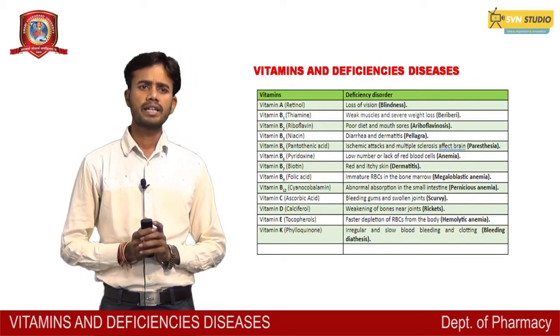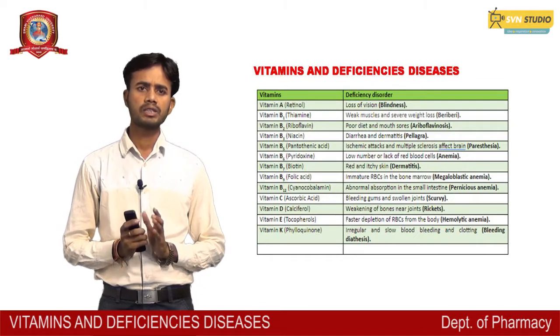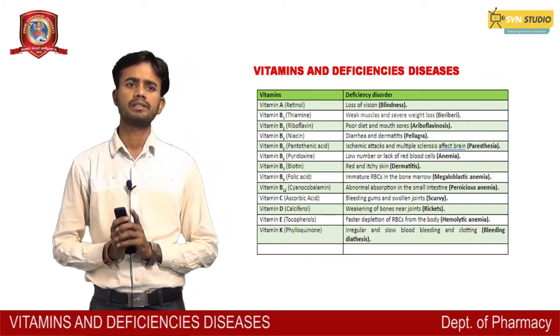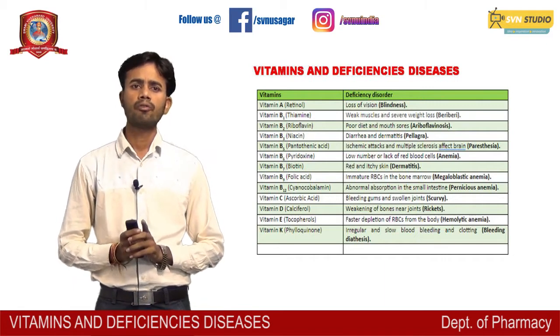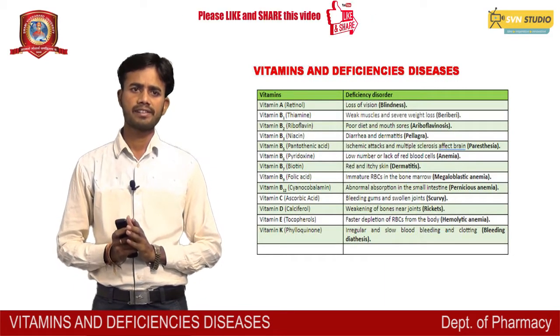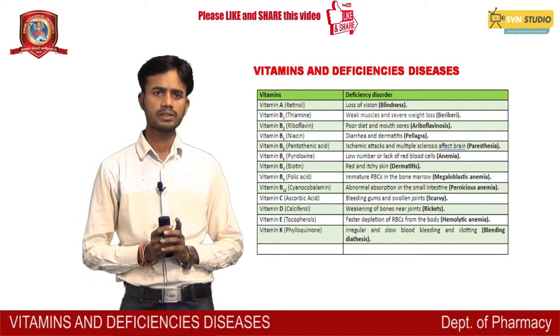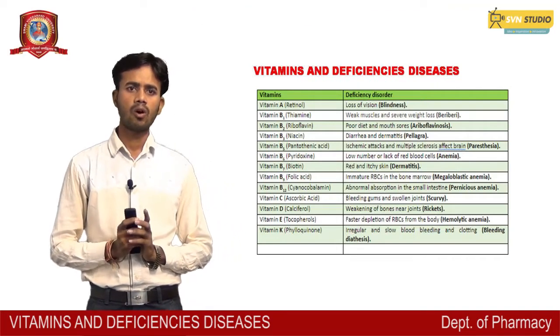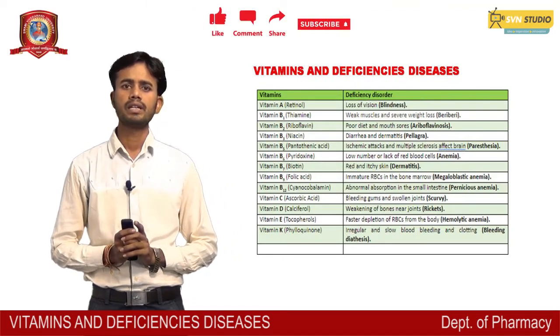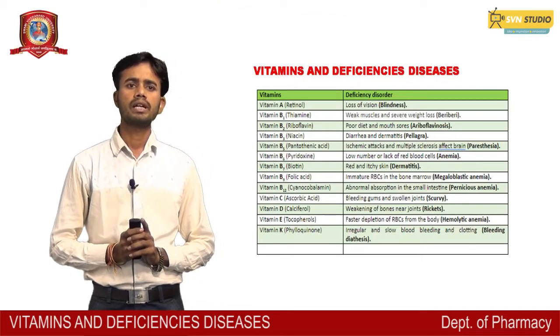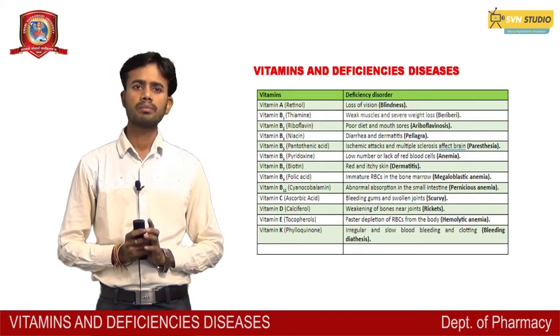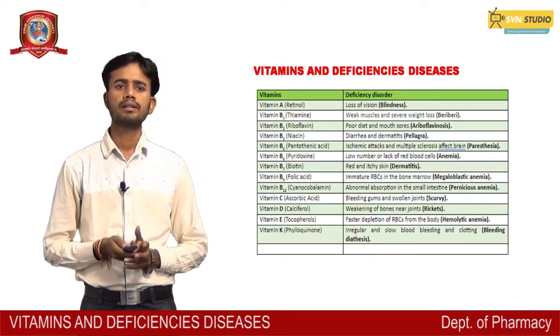Vitamin C, ascorbic acid, bleeding gums and swollen joints called scurvy. Vitamin D, calciferol, weakening of bone near joints called rickets. Vitamin E, tocopherols, faster depletion of RBCs from the body, hemolytic anemia. Vitamin K, phylloquinone, irregular and slow bleeding and clotting, bleeding diathesis.